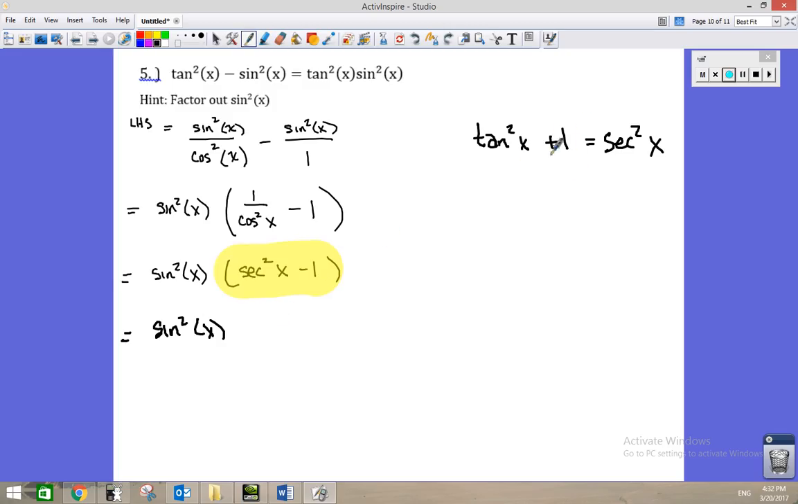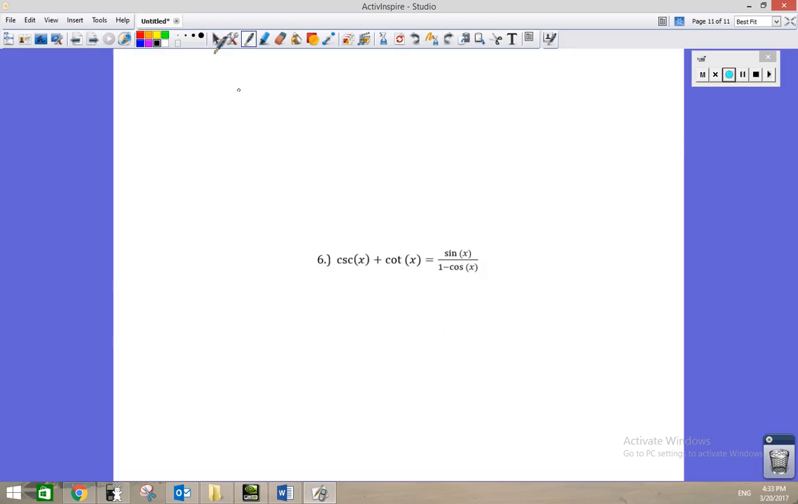Because if we subtract 1, then this is times tangent squared of x, which is what we have on the right side except for the order of multiplication. It doesn't matter, since multiplication is commutative. Tangent squared times sine squared is the same thing as sine squared times tangent squared. So that's the right-hand side, and we're done. Alright, so let's take a look at this.